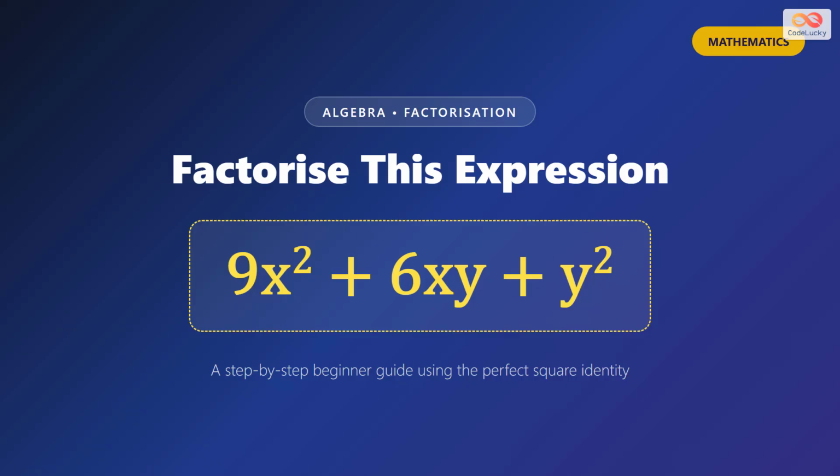Today, let us work through a classic and very common problem. The expression in front of us is 9x squared plus 6xy plus y squared. By the end of this video, you will know exactly how to break this down into its simplest factor form, using a clear step-by-step method any beginner can follow.